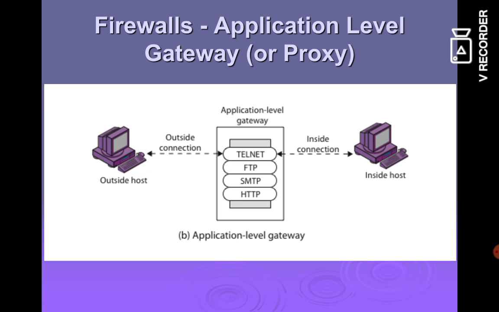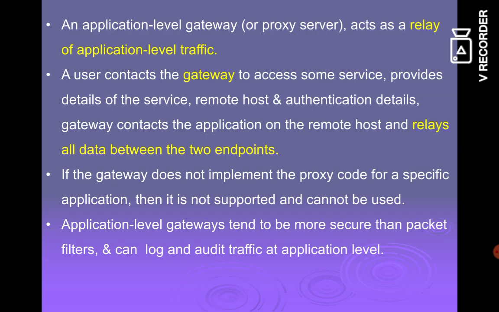If a particular proxy is not available in application level gateway, then that service cannot be provided to the outside host. So that's about application level gateway. It relays all the data between the two endpoints. It acts as a relay. So we have a proxy for every application. This type of firewall is more secure than packet filter, and it can save all the logging information and all the auditing information.